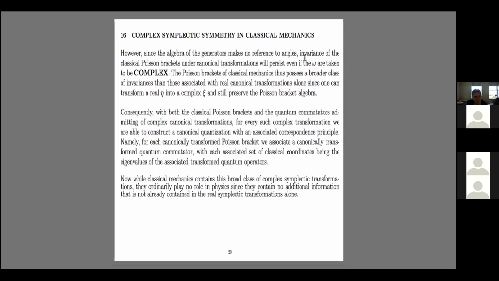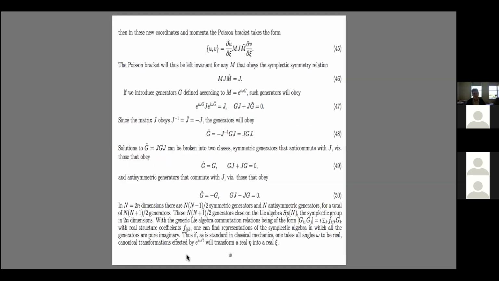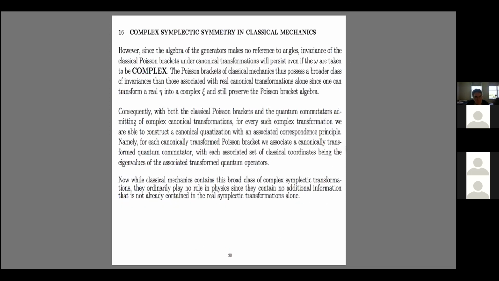Nothing in the algebra makes any reference to angles. So invariance of the Poisson brackets under canonical transformations will persist even if the omegas are taken to be complex. They never needed to be real, but we always made them real. But they can be complex. Then you will transform a real eta into a complex zeta and still preserve the Poisson bracket algebra.